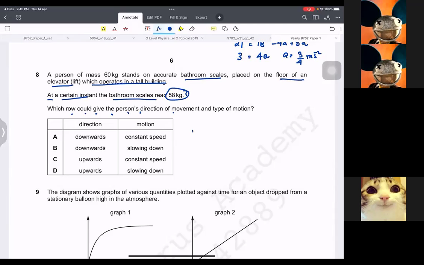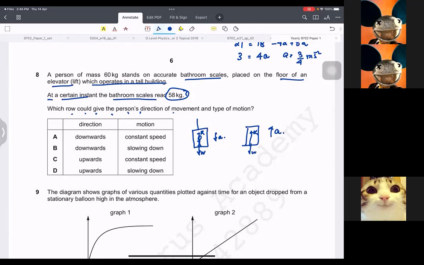Now, remember when a lift is moving, you need to understand that the person's weight is down, the reaction is up. If the lift is moving at constant speed, both are the same. But if the lift is accelerating downwards, the resultant force is downwards, which means naturally your reaction will be smaller. But if the acceleration is up, then the reaction is going to be bigger and weight is going to be smaller in reality, right?